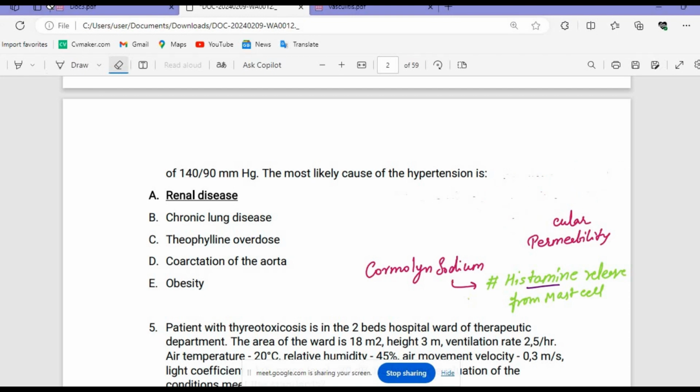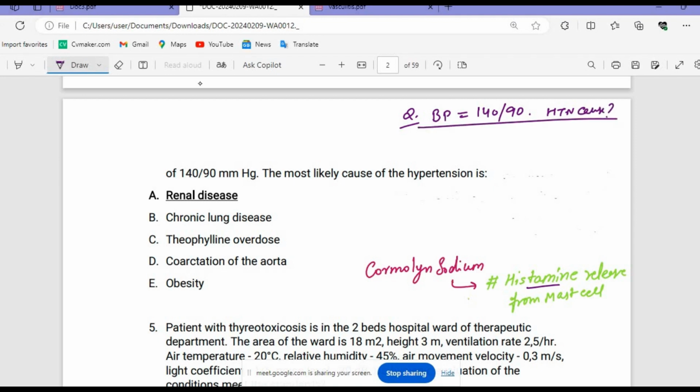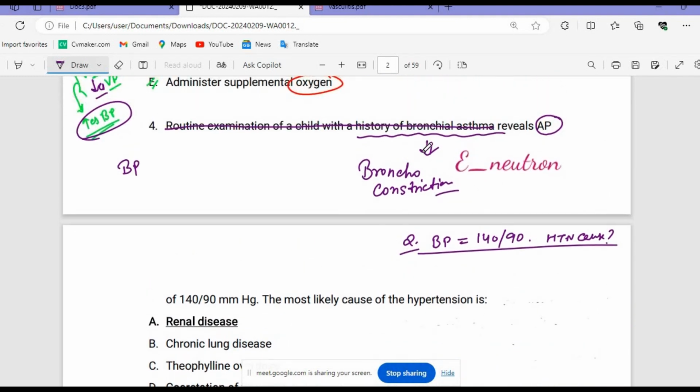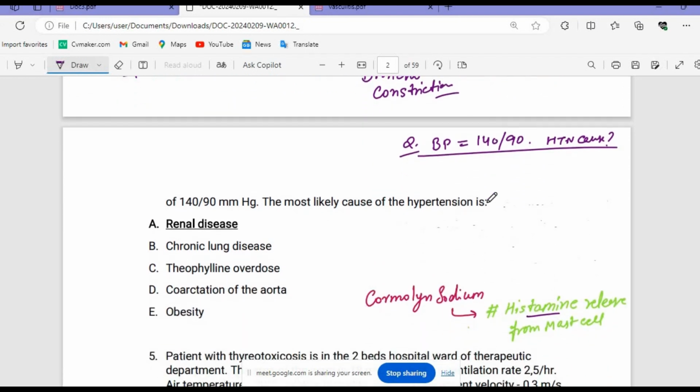They just give the BP, blood pressure. The BP of the patient is 140/90. The most likely cause of hypertension is the question. Nothing is related to the bronchial asthma. If it could be there, like in bronchial asthma, they would say it is due to histamine, vascular constriction, vascular permeability, and due to that these things can happen, but they didn't give that. So the direct question is: if BP is 140/90, what is the cause of hypertension?